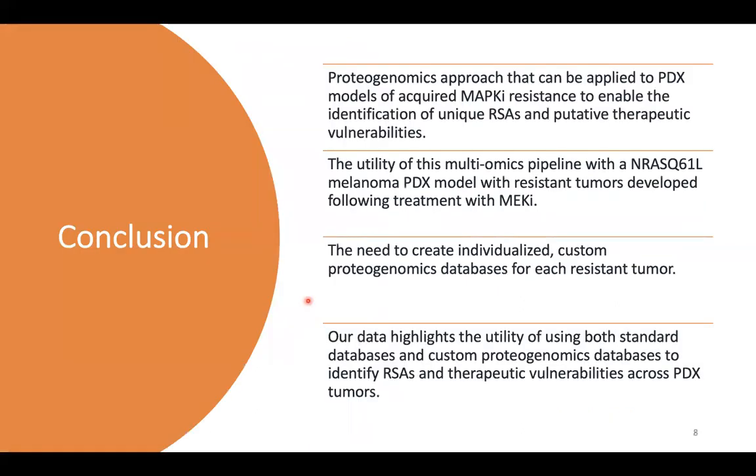So finally, in conclusion, we have applied a proteogenomic approach to identify unique RSAs, or resistance specific alterations, in MAPK inhibitor resistance PDX tumor models. We have achieved this with the help of the NRAS Q61L melanoma PDX model, which showed acquired resistance to MEK inhibitor treatment. Also, I have stressed the need to create custom proteogenomic databases for this kind of project involving PDX tumors. Finally, our data also highlights the utility of using both the standard database and the custom proteogenomics database to identify the RSAs and the detection of therapeutic vulnerabilities across the PDX tumors.